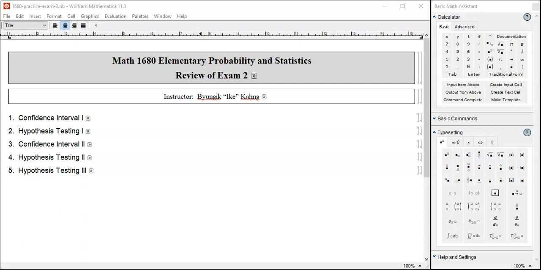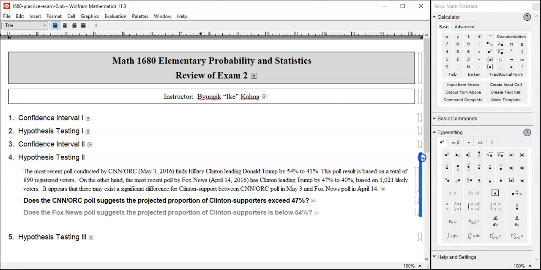Hello students, welcome back. Let's go to problem number 4. This is a continuation from the previous problem. The same poll data related to the 2016 presidential election.